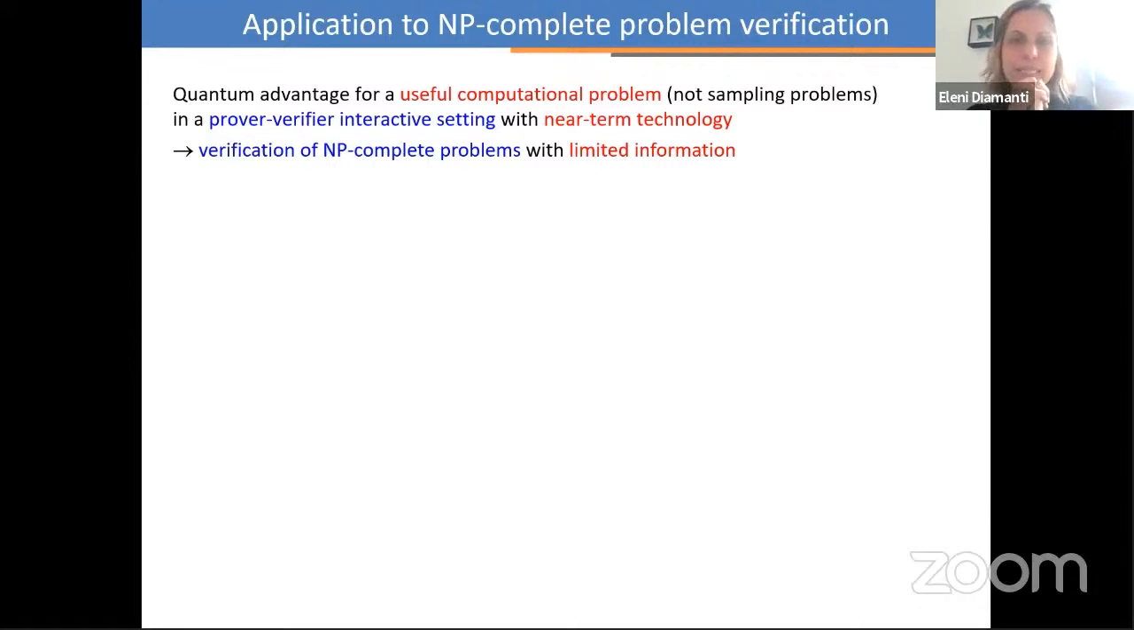We're interested here in a quantum advantage for a computational problem that we find useful. I should say that this is not a sampling problem. It's not boson sampling, or the one that Google does with random circuits. These are the types of problems that are typically considered as the candidates for proving the so-called quantum supremacy, right?